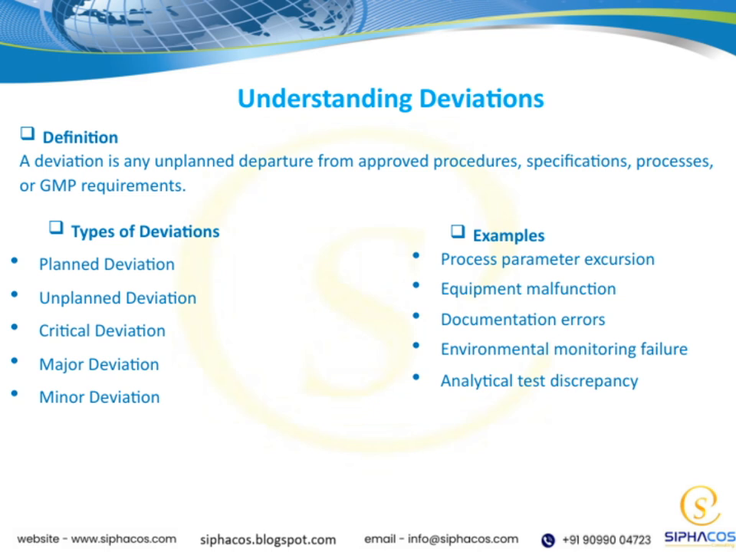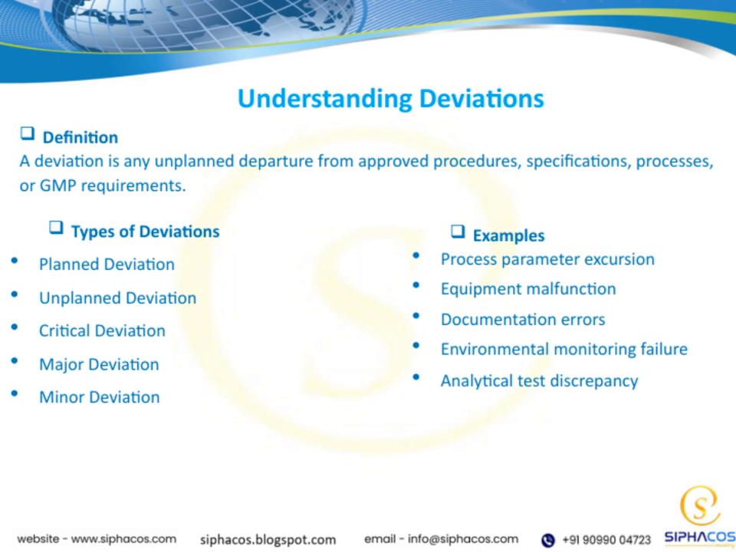There are planned deviations, which are known ahead of time and approved as part of the process, and unplanned deviations, which happen unexpectedly and require immediate attention. Furthermore, deviations can be classified based on their severity. Critical deviations are those that could significantly impact product safety or efficacy. Major deviations might affect quality, but are not as severe as critical ones. Minor deviations are less impactful, but still need to be documented and reviewed.